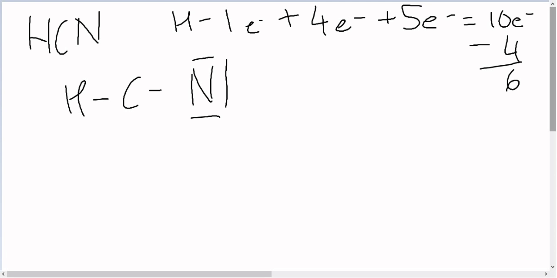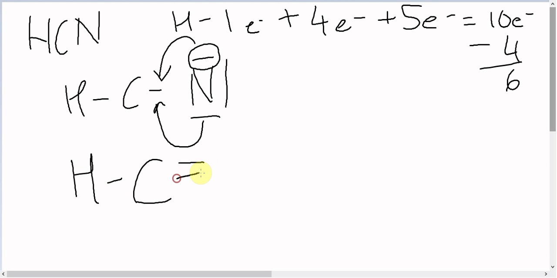So what we're going to do now is take these electrons off the nitrogen and move them here, and then take these electrons off the nitrogen and move them here. And this is going to give us a final structure of H-C triple bond N. And that's all there is to it.